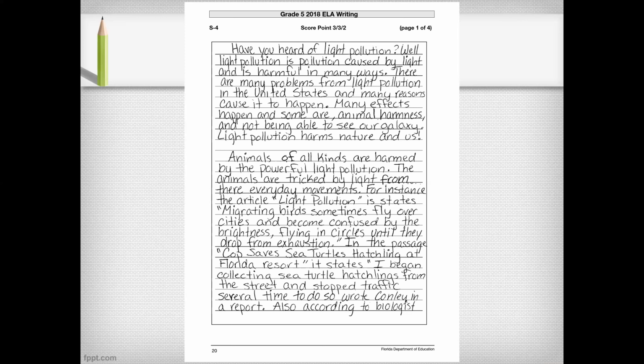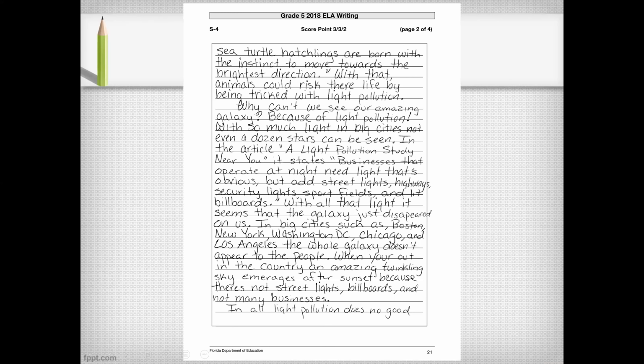everyday movements. For instance, the article Light Pollution states migrating birds sometimes fly over cities and become confused by the brightness, flying in circles until they drop from exhaustion. In the passage, Cobb saves sea turtles hatching at Florida resort, it states, I began collecting sea turtles hatchlings from the street and stopped traffic several times to do so, wrote Connolly in a report. Also, according to biologists, sea turtle hatchlings are born with the instinct to move towards the brightest direction. With that, animals could risk their life by being tricked with light pollution.